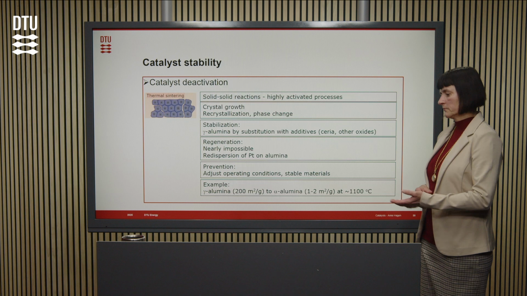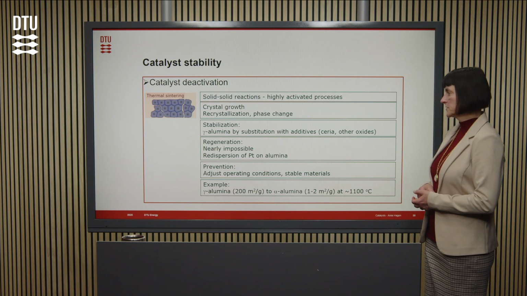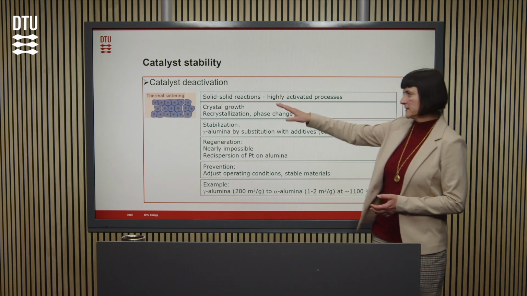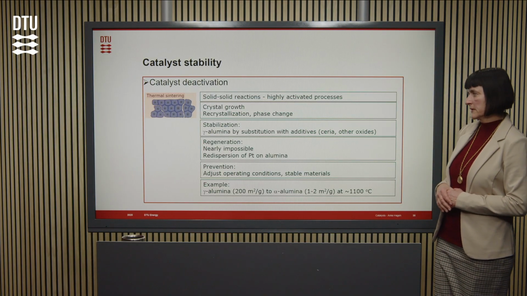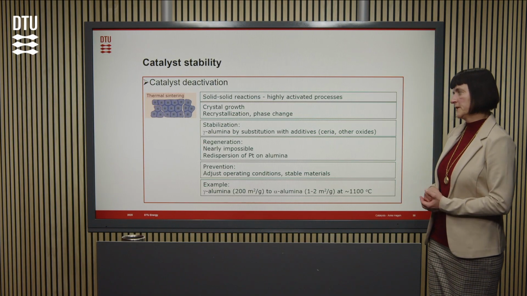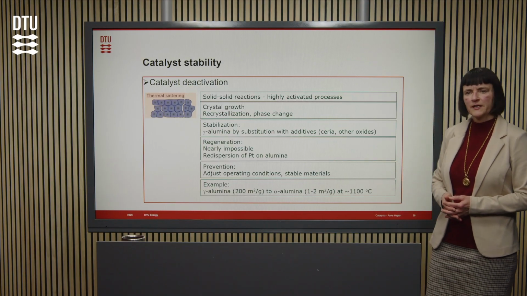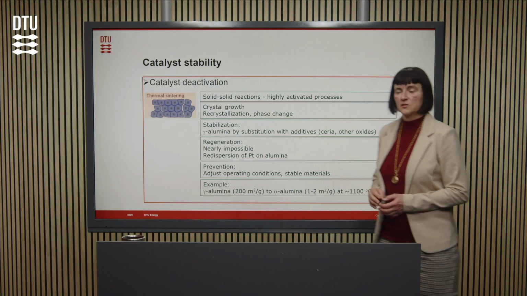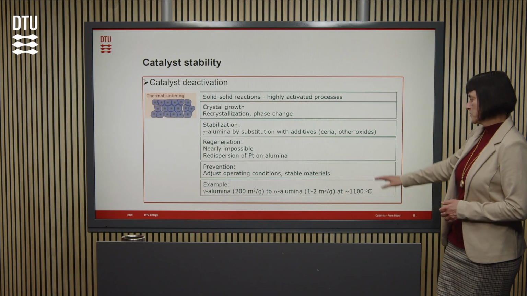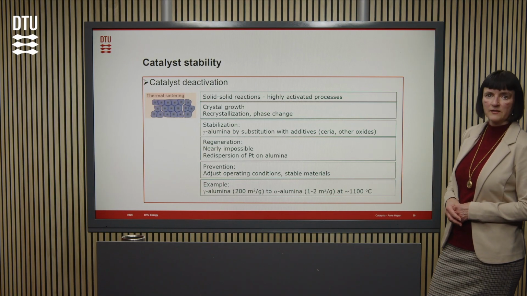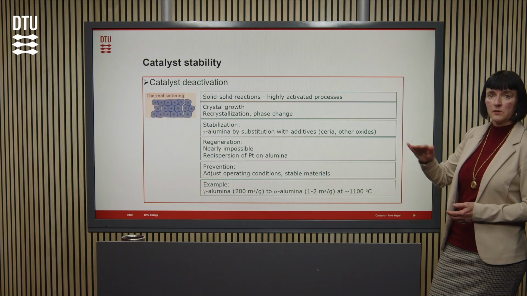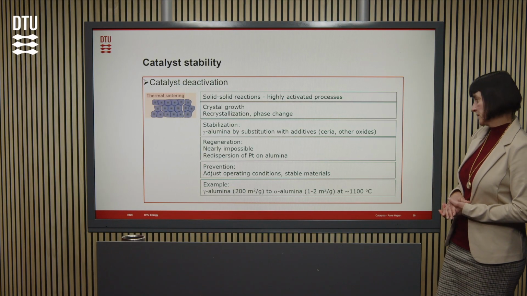You can add additives or promoters that prevent your phases from reacting with each other, or that make your phases more stable. It's of course very difficult to regenerate once you have had phase changes or the sintering together. So you need stable materials and the right operating conditions, maybe staying below a certain temperature to avoid this degradation.